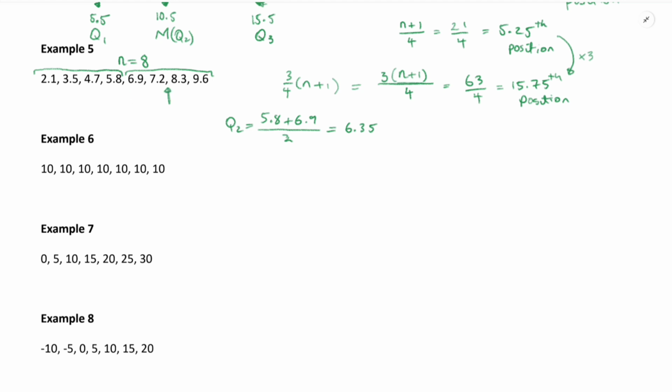Okay, so this one would be 7.2 plus 8.3, and then divided by 2. And that's going to be 7.75. And down the bottom, I got the midpoint of the left-hand side. 3.5 plus 4.7 divided by 2 is 4.1.